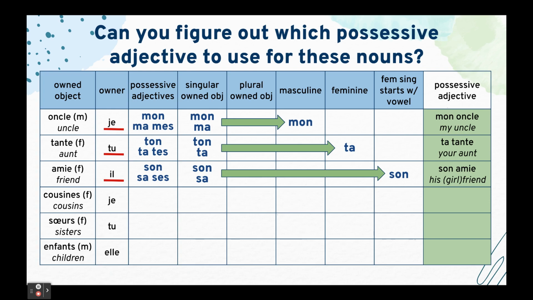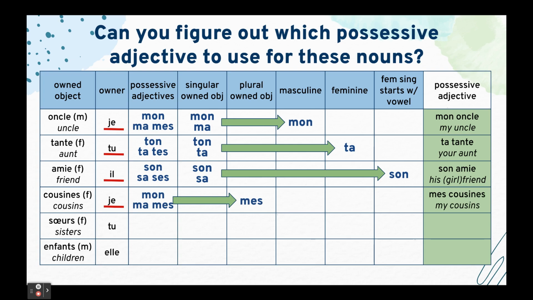Now, looking at cousines, it is plural, it has an S at the end. It's also feminine, it has an extra E in there. The owner is je, I. They are my cousins. So the possessive adjectives I could use are mon, ma, or mes. Because it's plural, the only choice I have is mes. So we end up with mes cousines, my cousins.